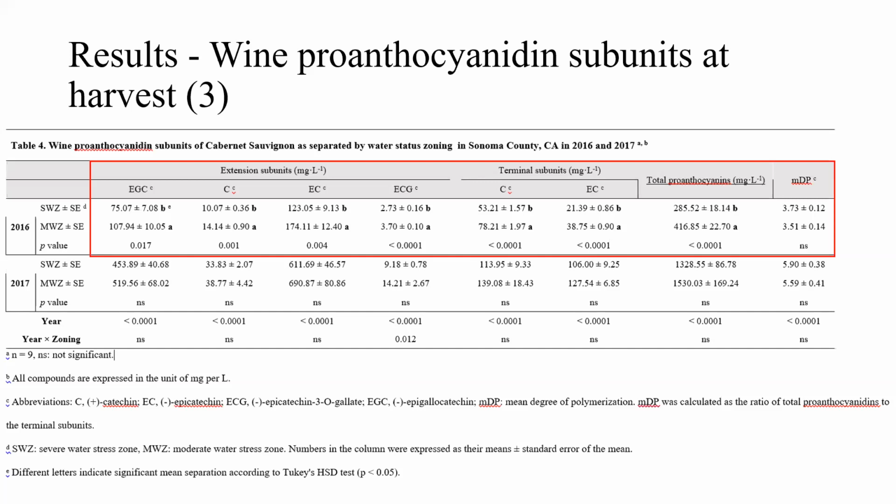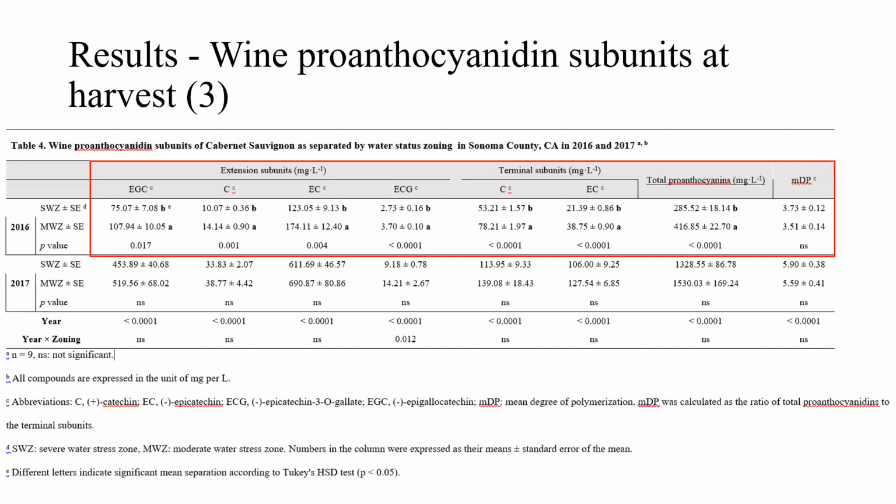In 2017, however, there was no difference observed in any of these subunits or total proanthocyanidins, as we saw in anthocyanins in the wine. Again, the second season showed a greater concentration in all of these compounds comparing to the first season. So again, we saw the year effect here in proanthocyanidin as well.